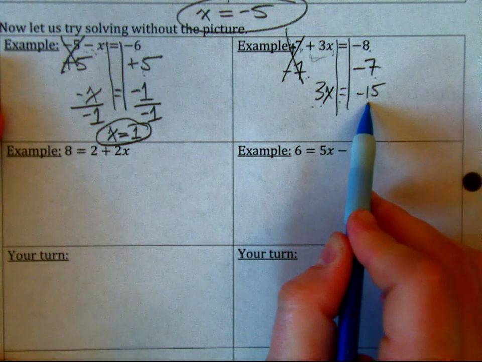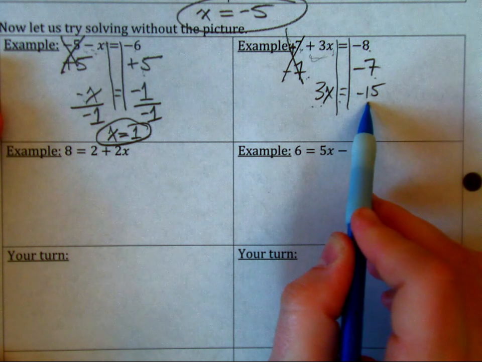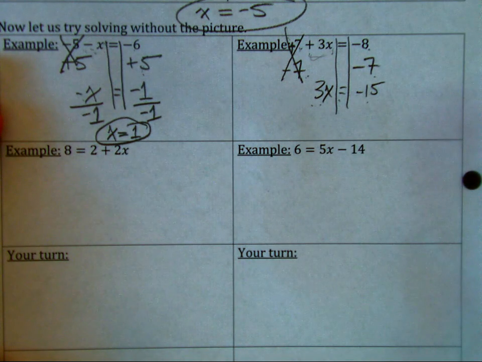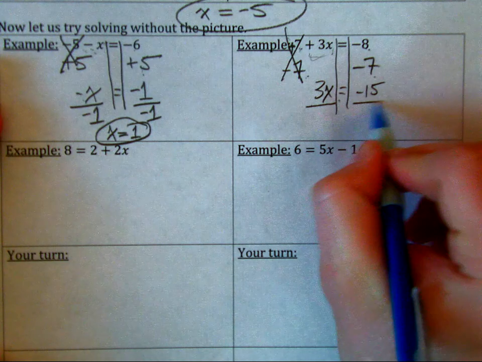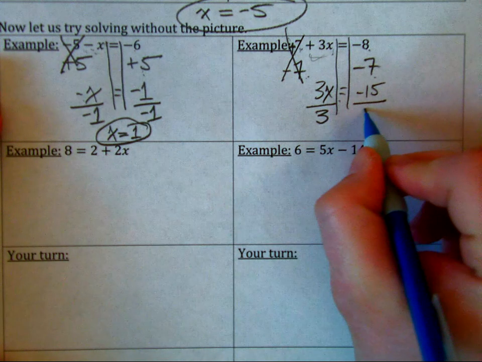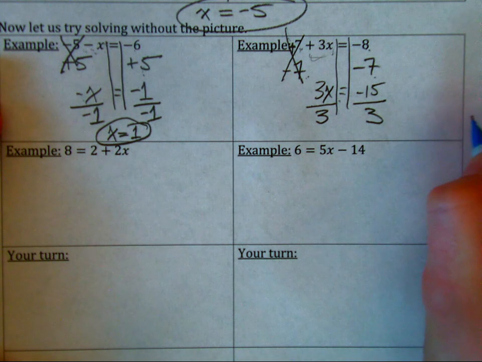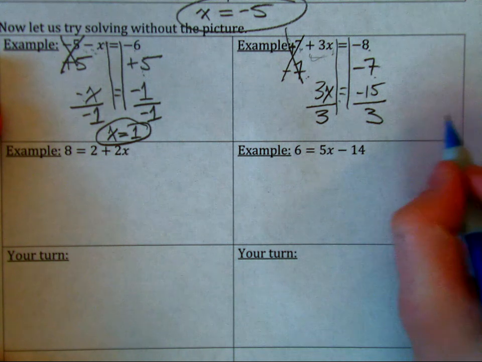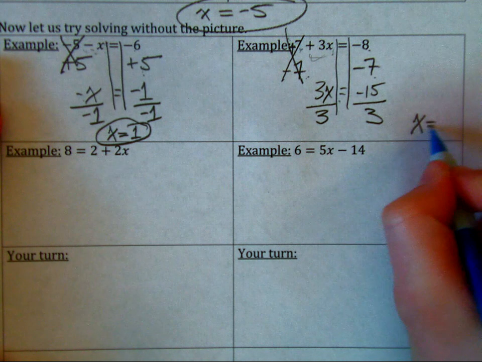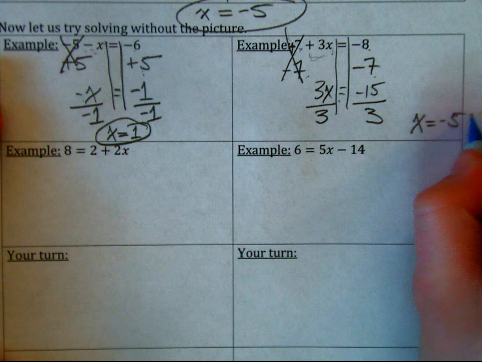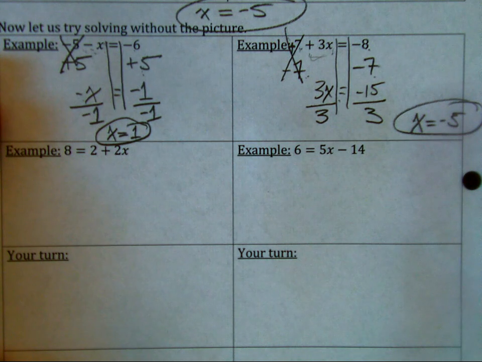What would you guys like to divide by? Because you always want to divide by the coefficient. So you want to divide both sides by 3. So we'd say x equals negative 5. And any questions so far? Is it starting to come back to people, hopefully?